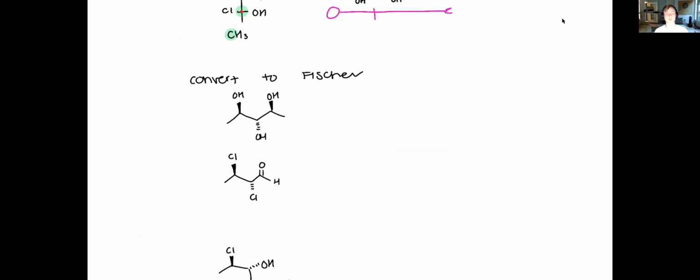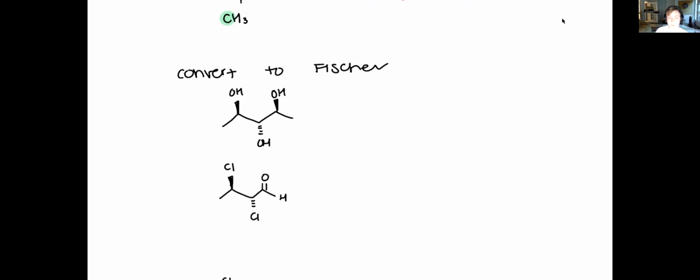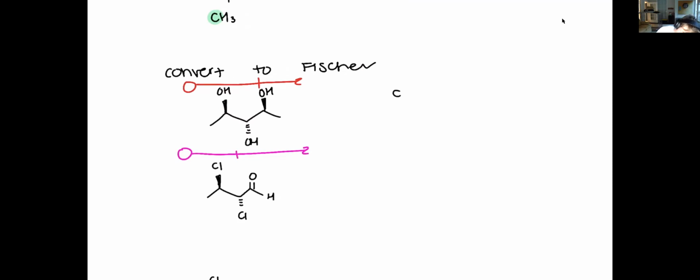Now we can convert from line angle to Fischer. So this is obviously in reverse what we would do. So we would draw in the people first. And then I would go ahead and draw in the backbone. So we have a CH3 at the top, CH3 at the bottom, and then we have 3 chiral centers that we want to look at.